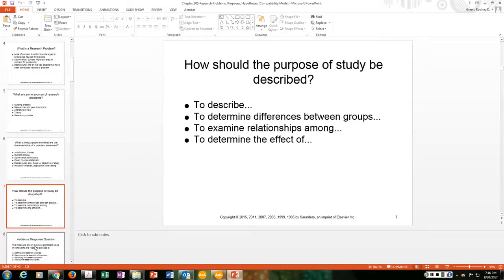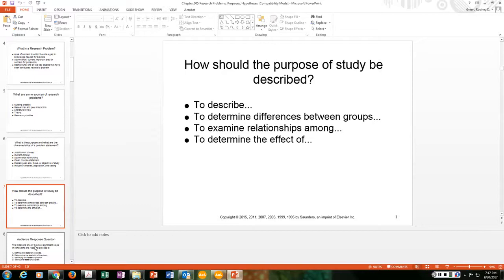How should the purpose of the study be described? In a descriptive quantitative research study, the author would most likely use the words to describe, or to determine differences between groups. In correlational studies, the author might have wording similar to this: to examine the relationships among X, Y, and Z. Now, the last one, to determine the effect of, that would be an experimental or a quasi-experimental study.